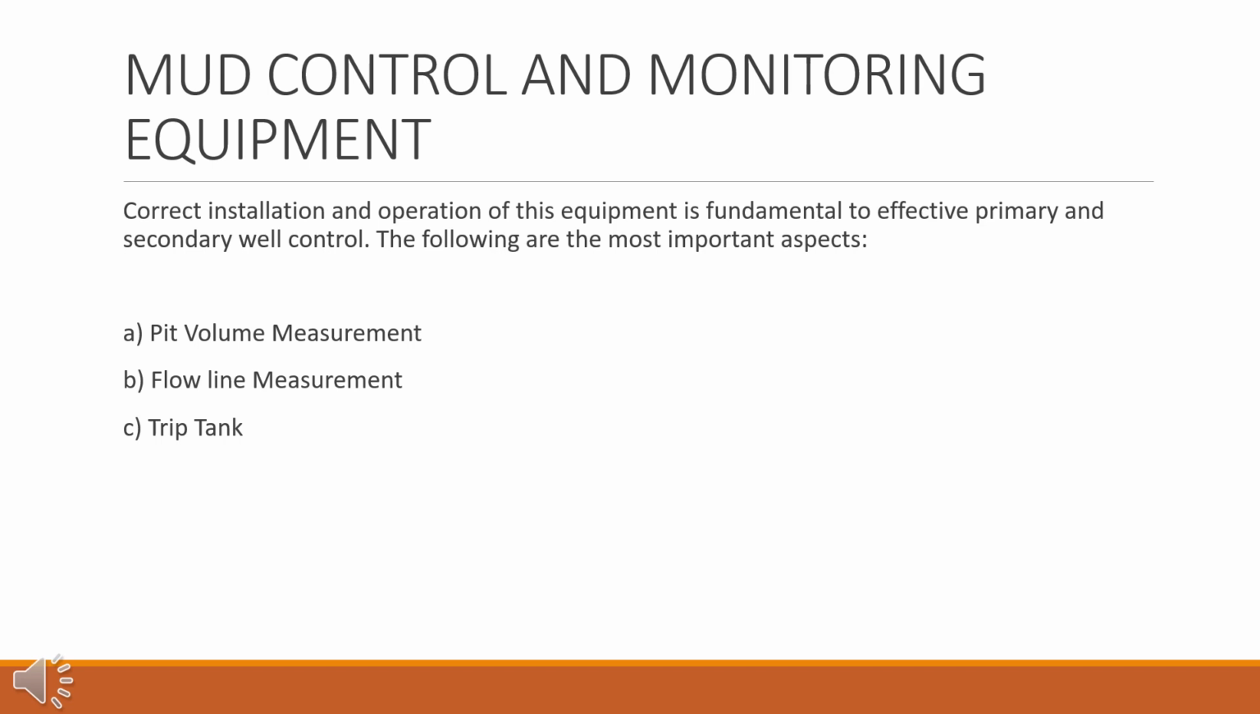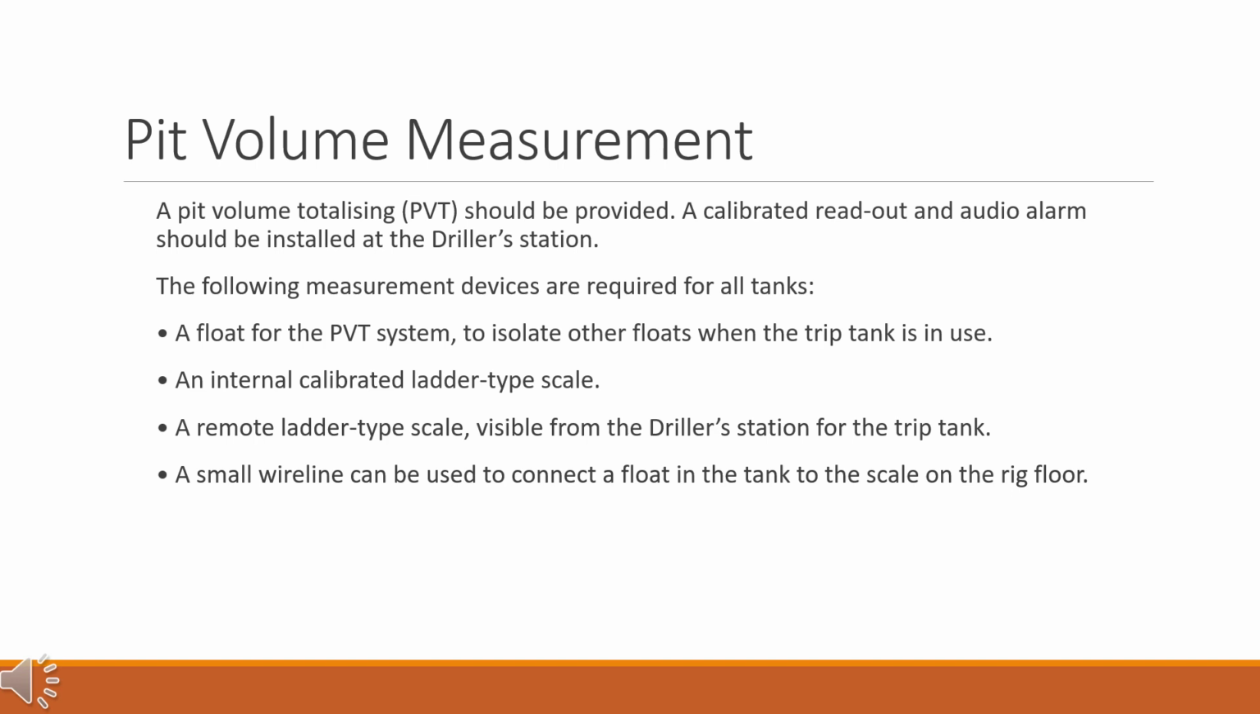A. Pit volume measurement. B. Flow line measurement. C. Trip tank. Pit volume measurement. A pit volume totalizing, PVT, should be provided. A calibrated readout and audio alarm should be installed at the driller's station. The following measurement devices are required for all tanks.